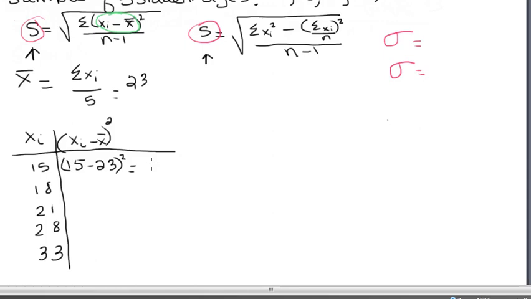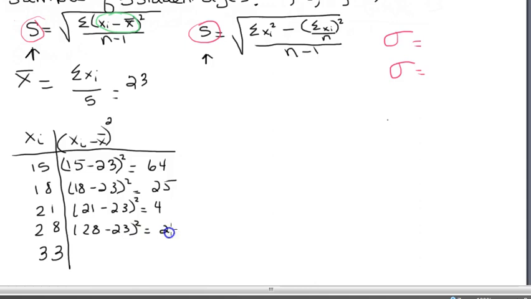Calculate each one. That one's going to give me 64. And then, of course, 18 minus 23 squared is 25. 21 minus 23 squared, that's 2 squared, so that's 4. 28 minus 23 squared, that's 5 squared, 25. And 33 minus 23 squared, of course it's 10 squared, which is 100.